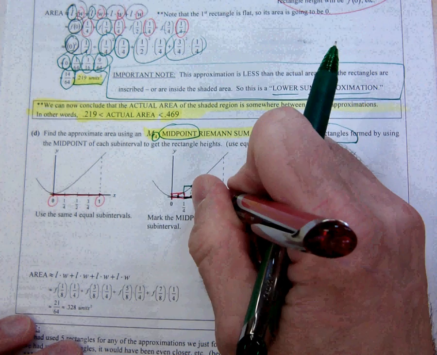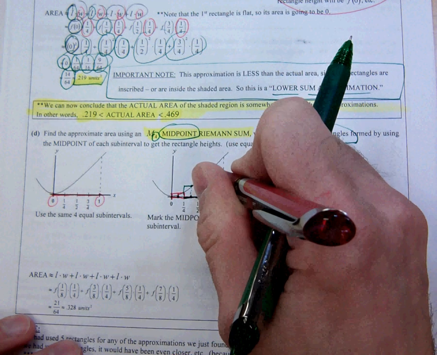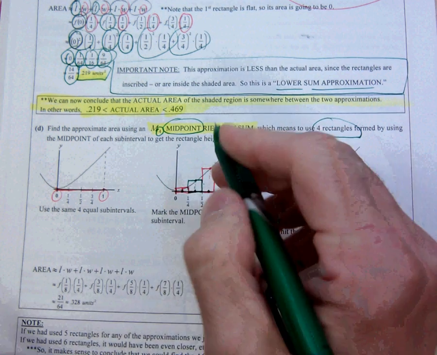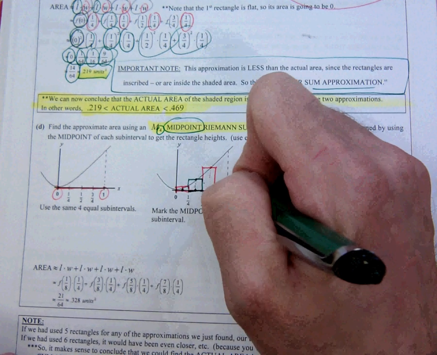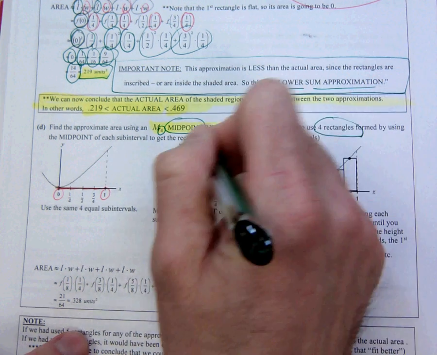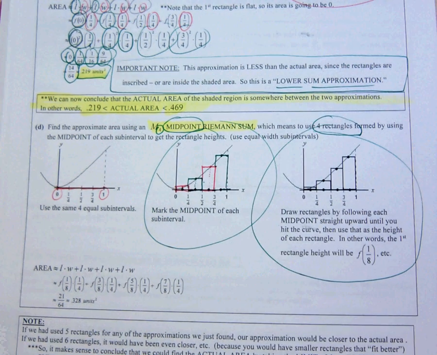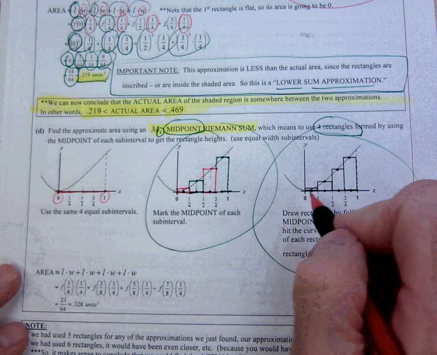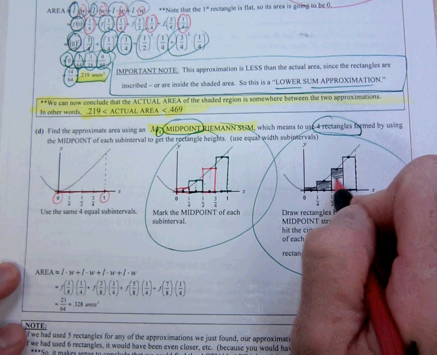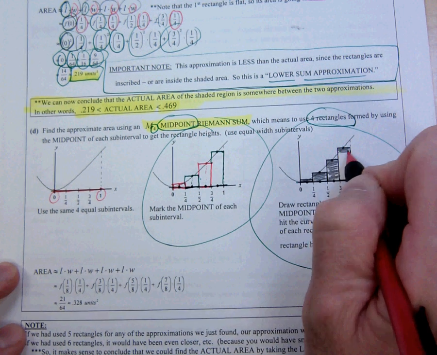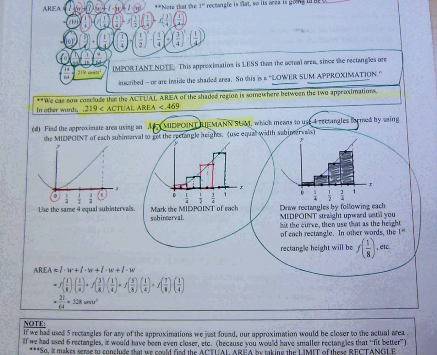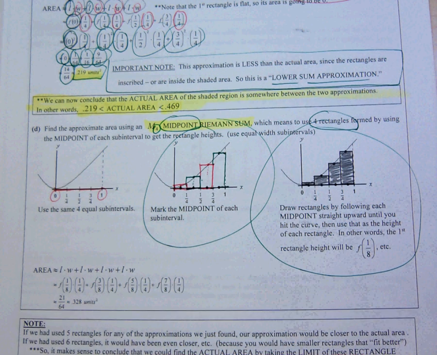Here's the third subinterval. Take the midpoint, follow it up till it hits the curve, and use that as the height of the third rectangle. And then the same thing with the fourth rectangle. Okay, so again, we get that. So now I'm going to take these four rectangle areas, find those areas and add them up, and that's going to serve as another approximation for the area under the curve.